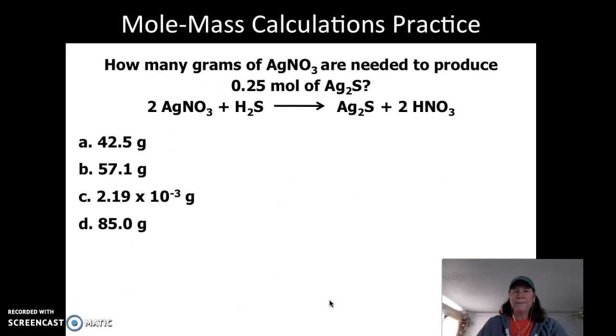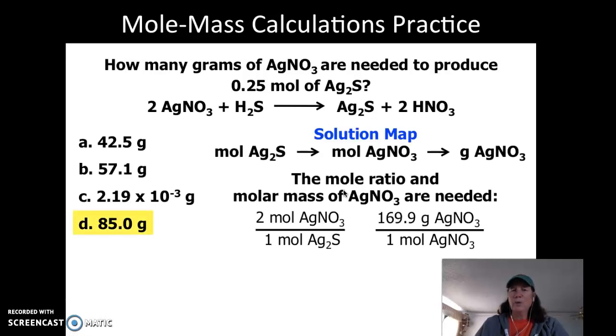Okay, how many grams of silver nitrate are needed to produce the silver sulfide? We would start with our 0.25 moles of silver sulfide. Then we do our mole ratio, and then we'd switch silver nitrate to grams. So again, here's the answer, but don't worry about the solution maps. This is what I'm worried about. So write down what you know. 0.25 moles of silver sulfide.